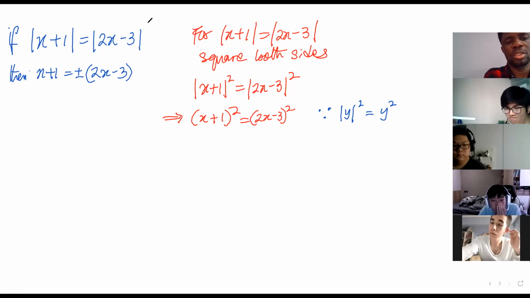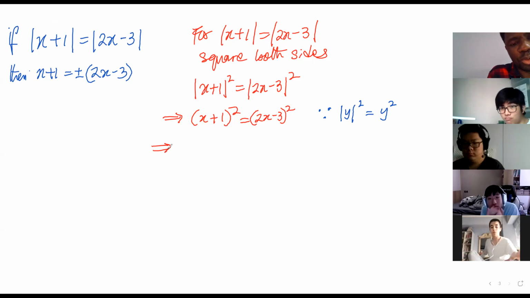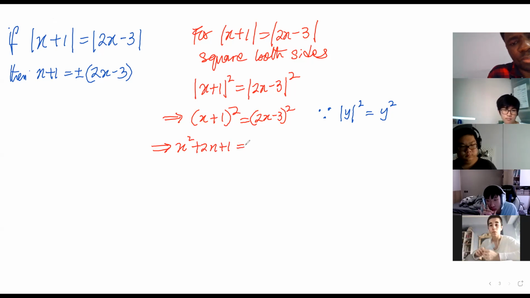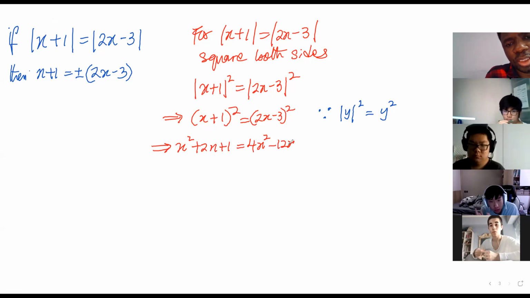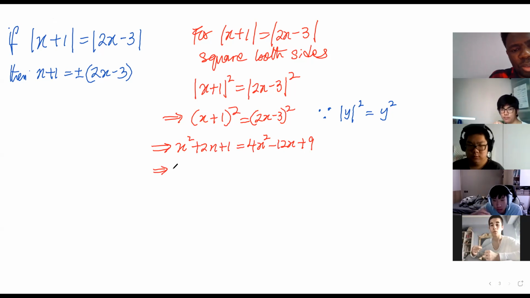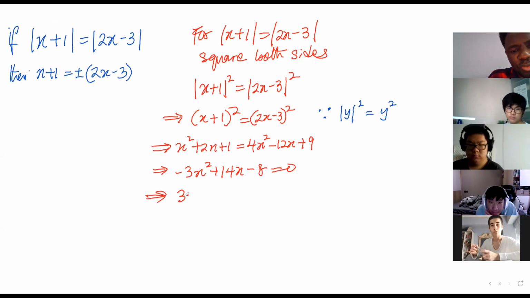All right. So from here, we can open the brackets: x squared, 2x, 1, 4x squared, 12x, 9. Then we can do minus 3x squared plus 14x minus 8 equals 0, which is positive 3x squared negative 14x plus 8 equals 0.